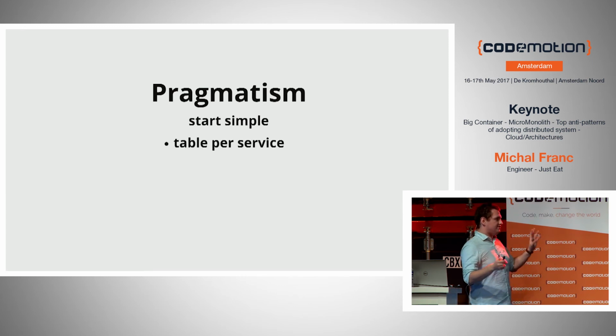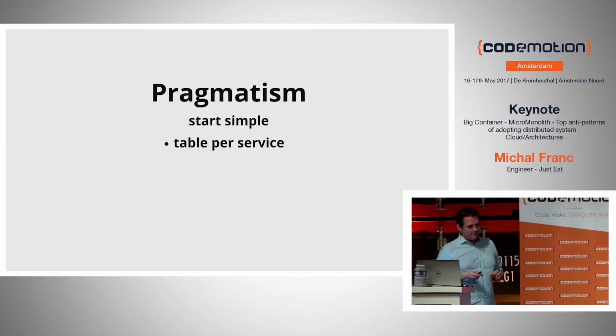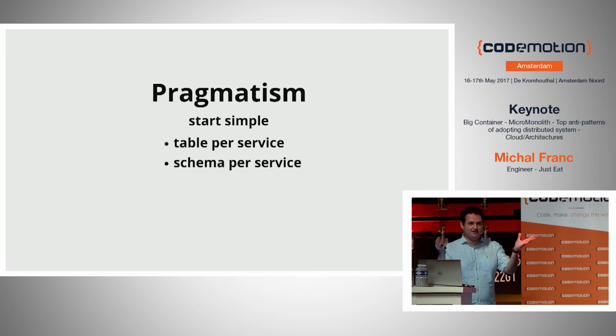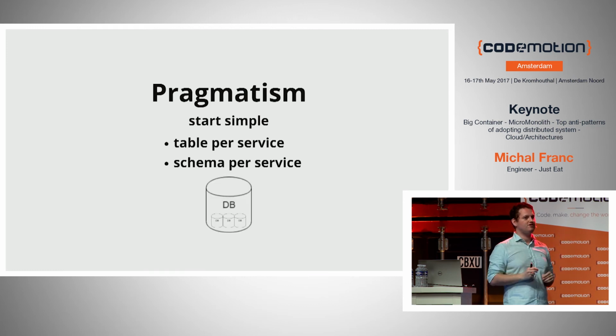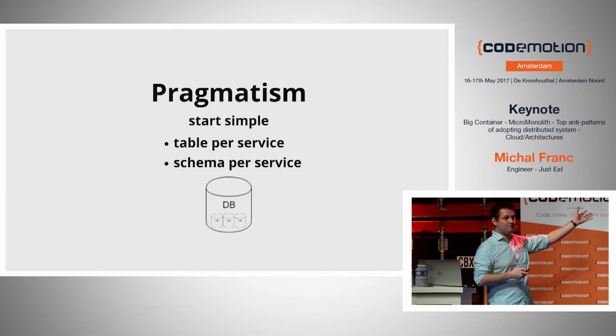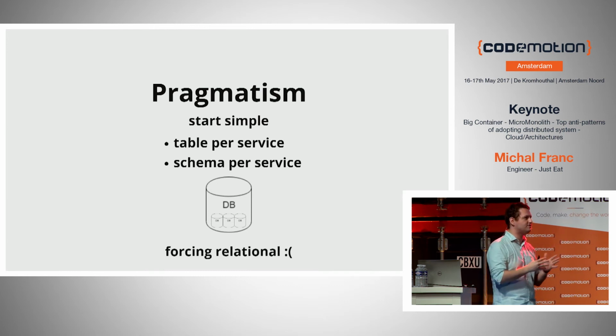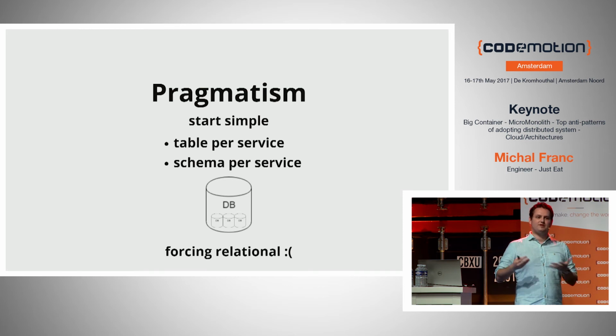So I think that you should start simple, and even with one big database, you can create a table per service, or even a schema per service, so you still have one database server, but everything is available in the same place, and you can easily do those aggregations, reporting, and joins. Or you can have one database server and different databases stored in there, which also makes it much easier. Now, this is still forcing the relational model on you, so it's not a perfect thing.